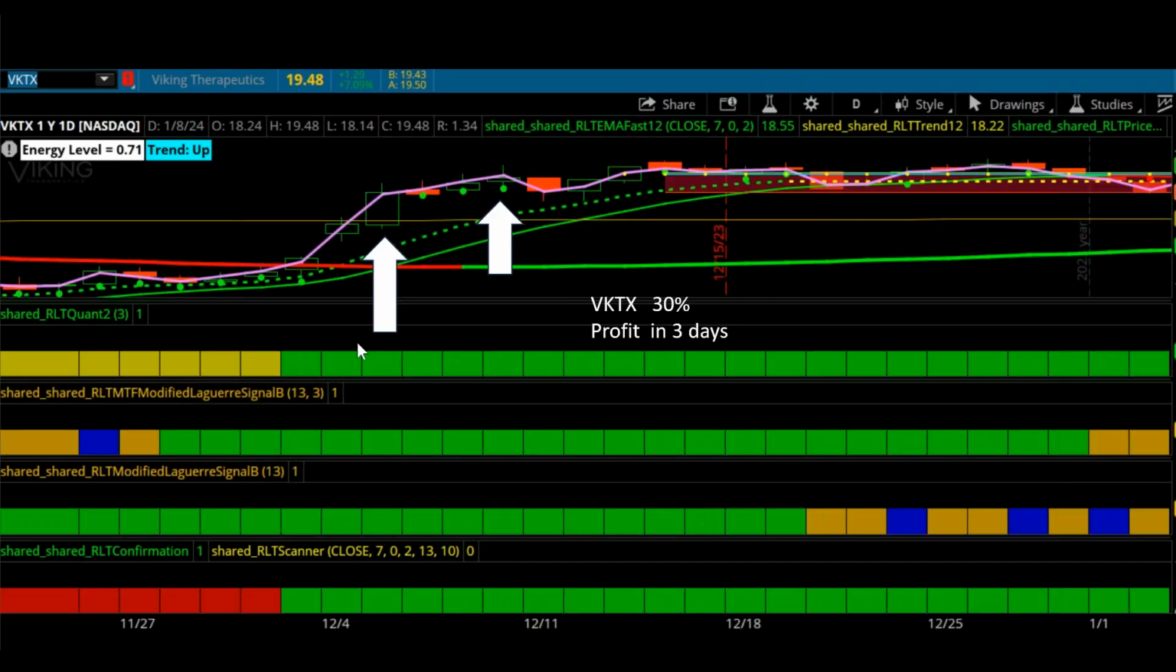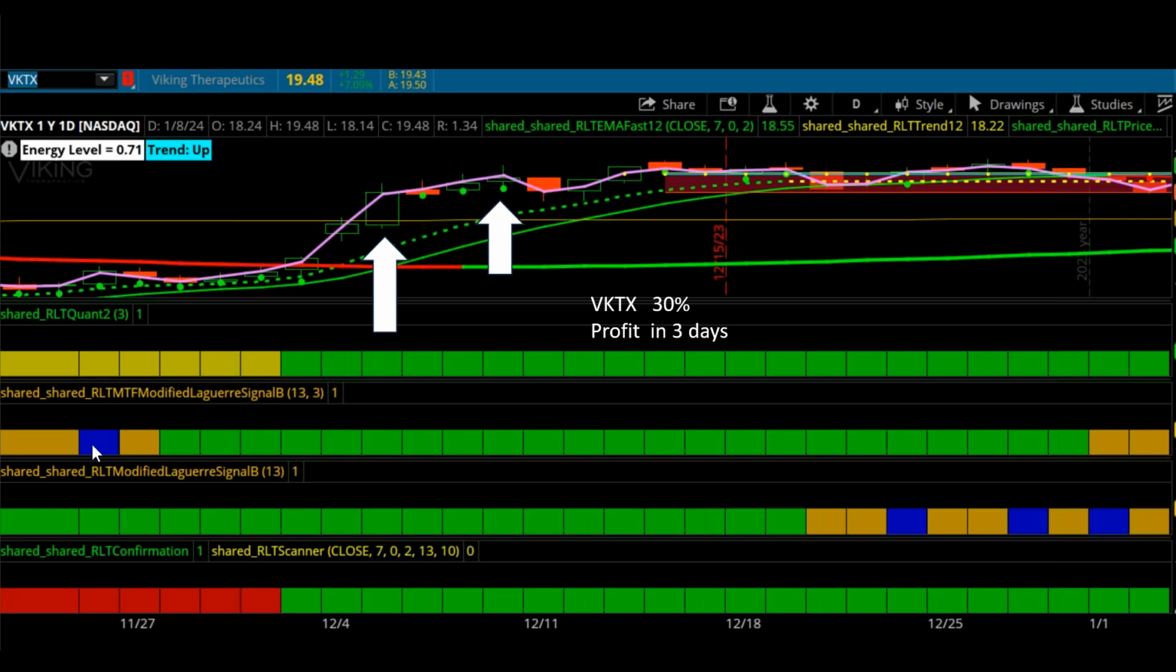Vertex right here. Nice trade here again. Everything went to green. Everything's green. The whole point here is to show you that the compass system, when you look at any particular stock that you're looking at, is going to tell you whether the institutions are in it or not. You can see right here they're in the trade.